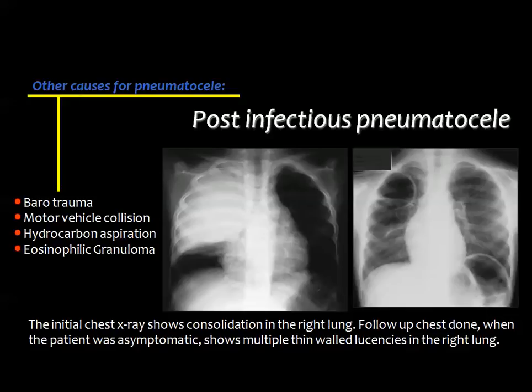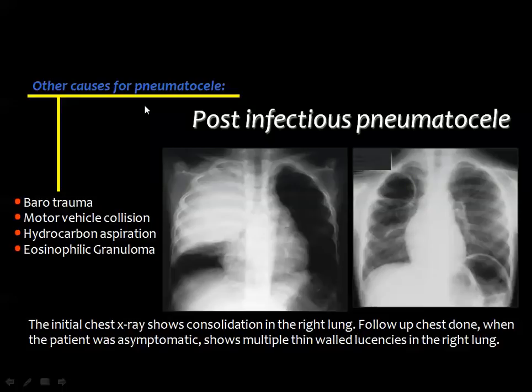Then we came to one of the complications following pneumonia, which is the pneumatocele. You know that with infection, especially staphylococcal pneumonia, during the resolution of the disease, multiple thin-walled air-filled cavities will develop in the lung, and they are known as pneumatoceles. And these pneumatoceles, as I have mentioned, are well-defined air-filled cavities with thin margins and located within the lung parenchyma.